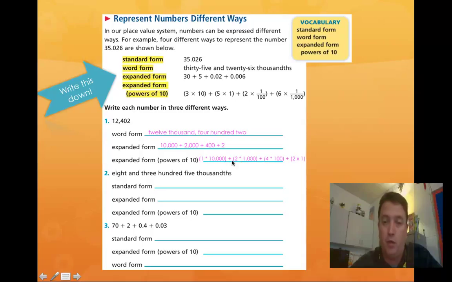So this would not be 1 times 2,000. That would be incorrect. It has to be 2 times 1,000 because that's the value of that place value. Okay. If you have questions about that, we can talk in class some more.